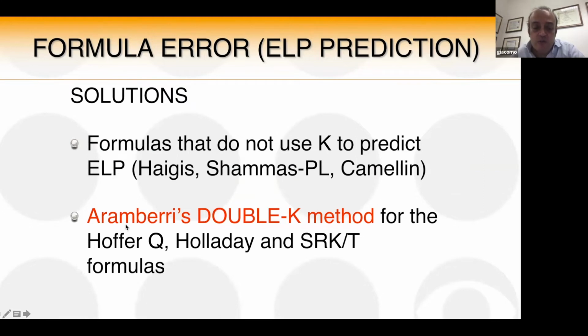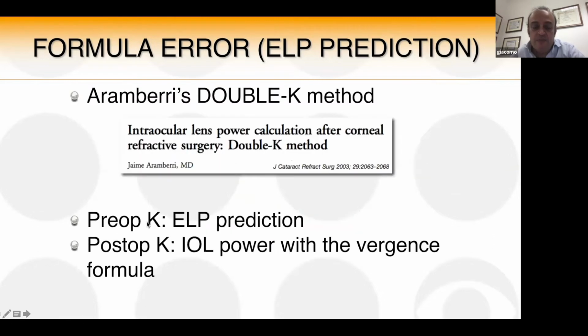If you want to use older formulas, you have to use Aramberri's double K method, where the pre-op K, if you know it, that's good. Otherwise, you have to estimate it. The pre-op K, 43, 44, whatever, is used to predict the position of the lens, while the post-op currently measured K is used to calculate the divergence of the rays through the IOL.